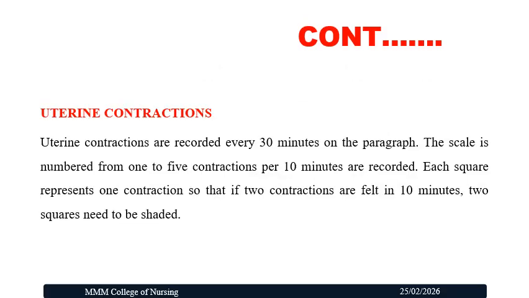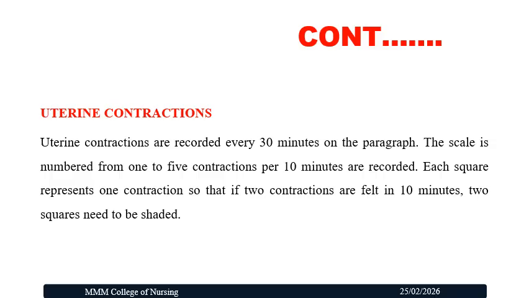Coming on to the uterine contraction. So uterine contractions have been represented in 3 ways, that is mild, moderate and severe contraction. So mild has to be represented as a dot inside the square box, and for the moderate you have to draw a diagonal line, and for the severe contraction you have to shade it darkly with the help of your pencil. So uterine contractions are recorded every 30 minutes.